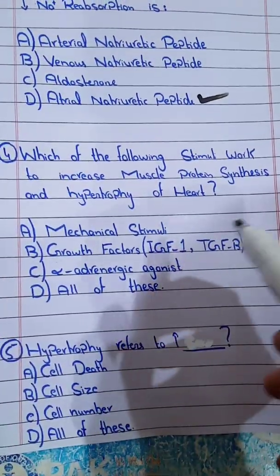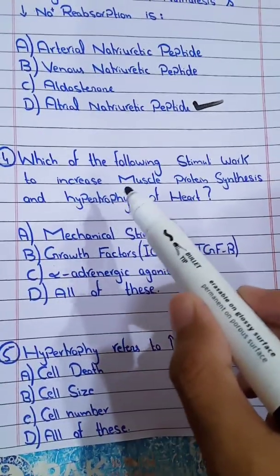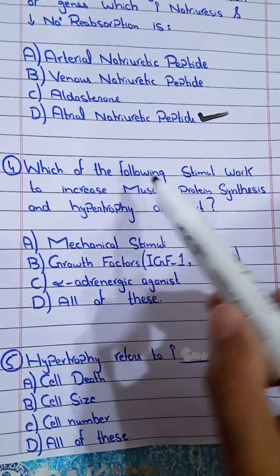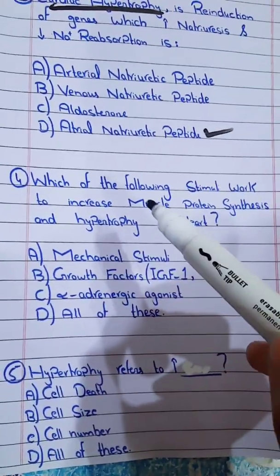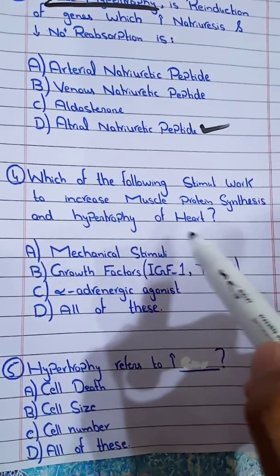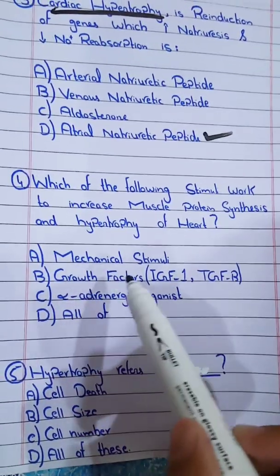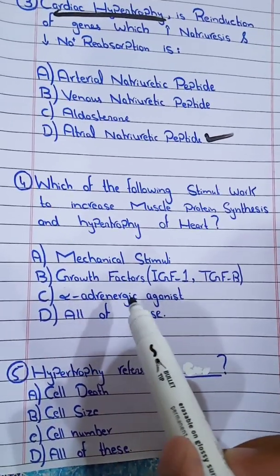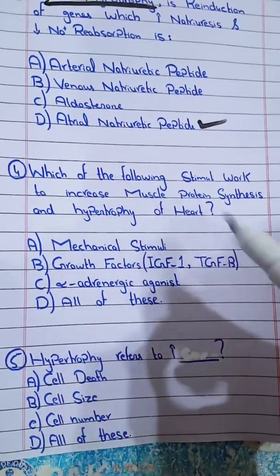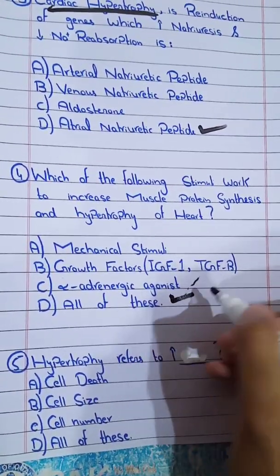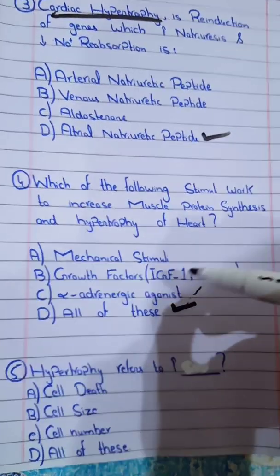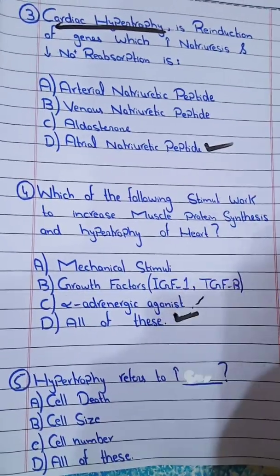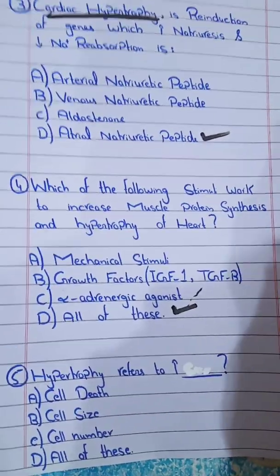The fourth MCQ: which of the following stimuli work to increase muscle protein synthesis and hypertrophy of the heart? So which of the stimuli increases the muscle protein that causes hypertrophy of the heart? The options are mechanical stress, growth factors such as insulin-like growth factor 1 and TGF beta, alpha adrenergic agonists, and the fourth option is all of these. So the answer is all of these, because mechanical stimuli are a stress, and the growth factors, which I told you about in my second video, also play a role, and alpha adrenergic agonists also play a role in increasing protein synthesis, and hypertrophy of the heart also occurs.